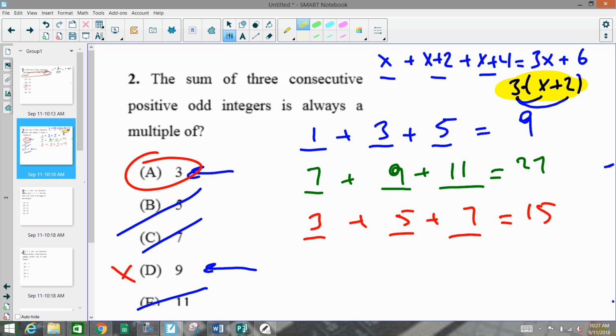So 3 times 9 is going to be 27. That is divisible by 9, as we did here. But not always. When you plug in 0, for example, that will be 3 times 2 equals 6. 6 is not divisible by 9. Plug in 1 here: 3 times 3, 9. That works. Plug in negative 1. That makes 1. 3 times 1 is equal to 3. Not divisible by 9.